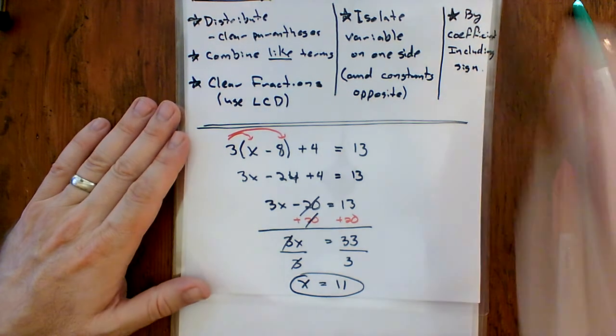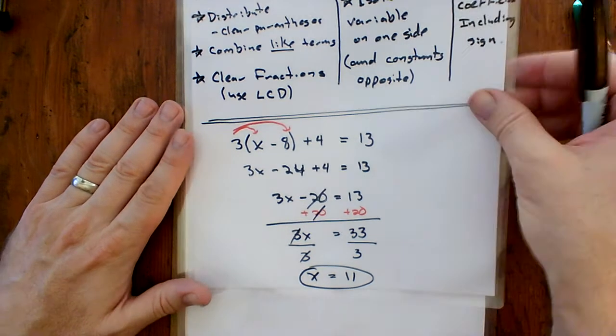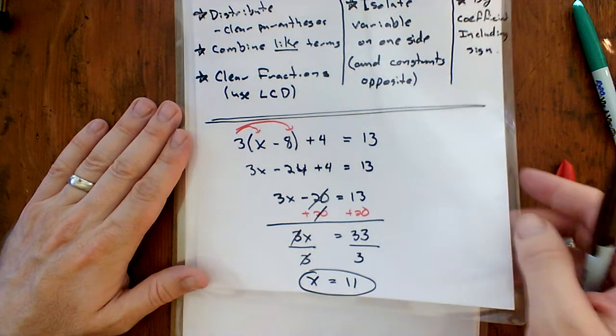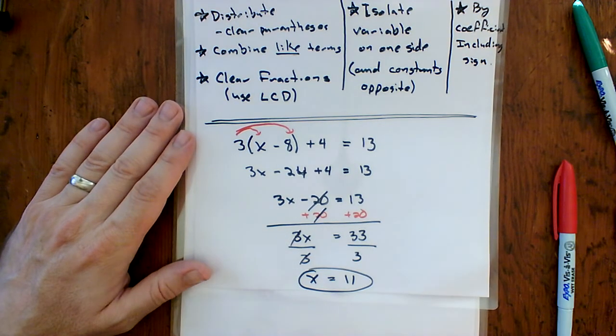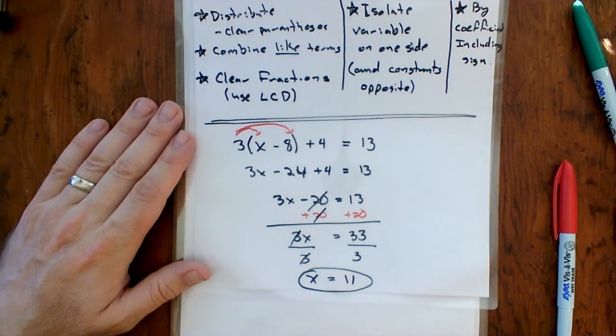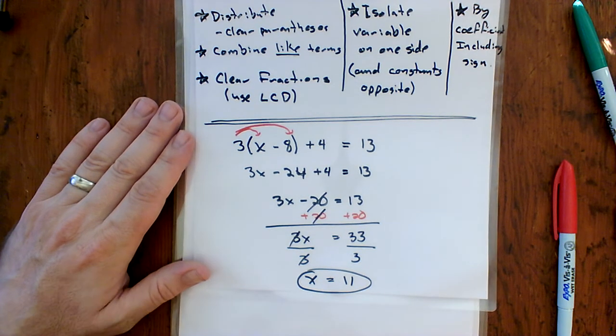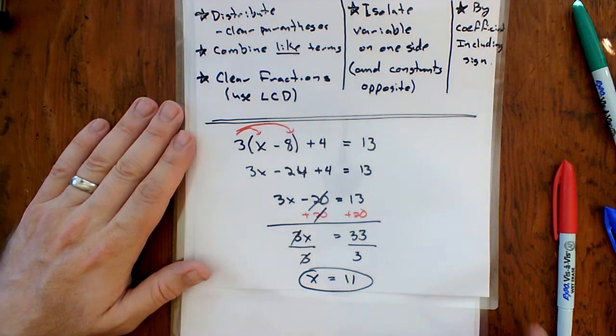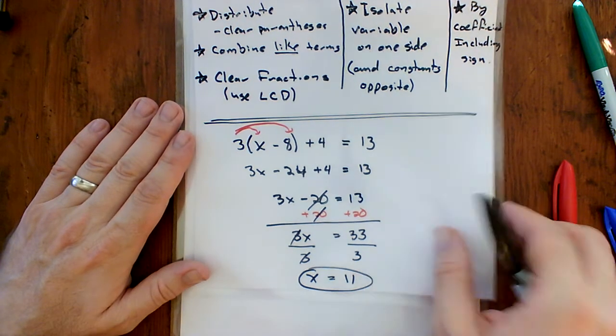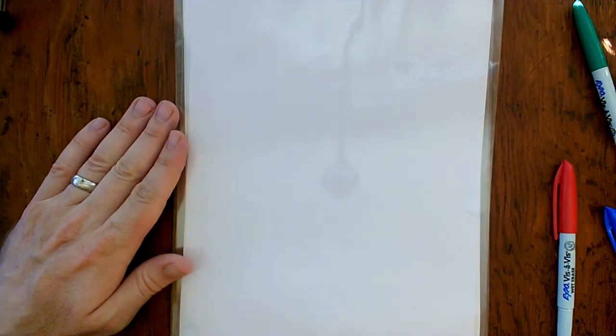Let's do another one. And we can do this with all kinds of things. One of the things that can be a little bit confusing for folks to start off with is what happens when you have variables on both sides of your equal sign. It can be confusing. So let's take a look at what that might look like.